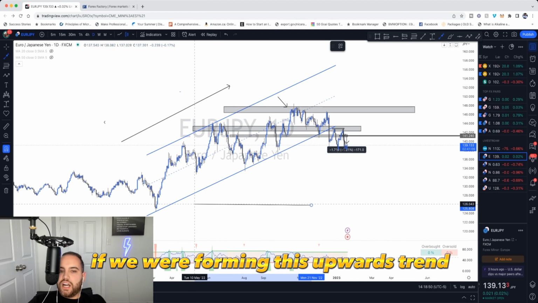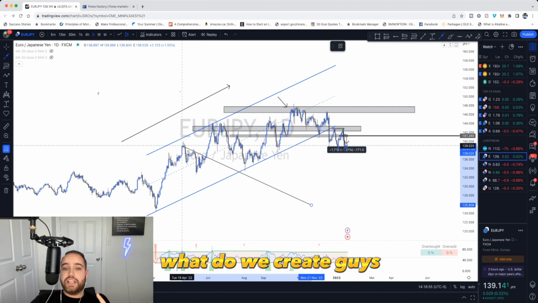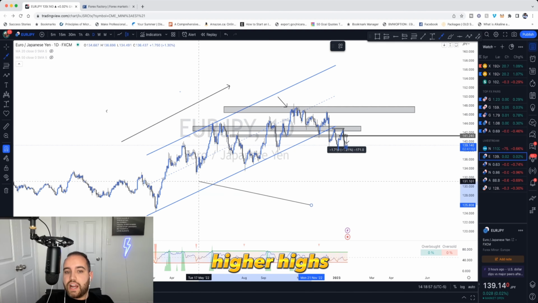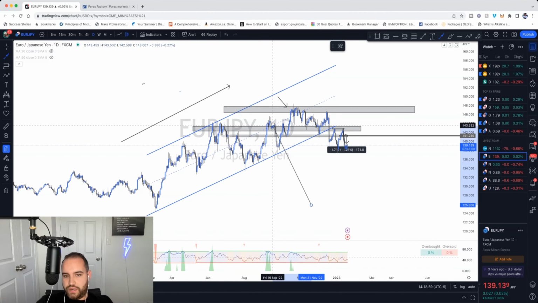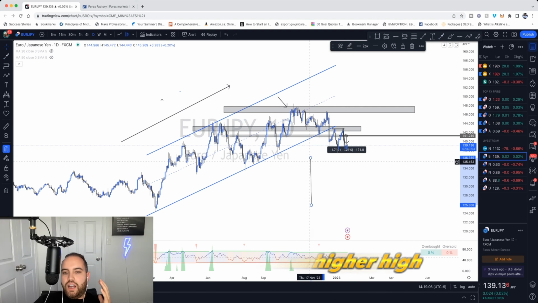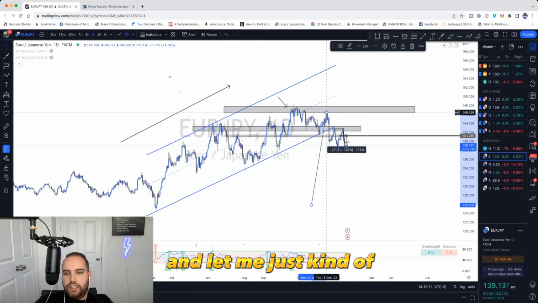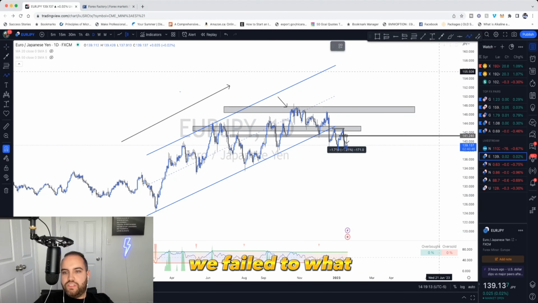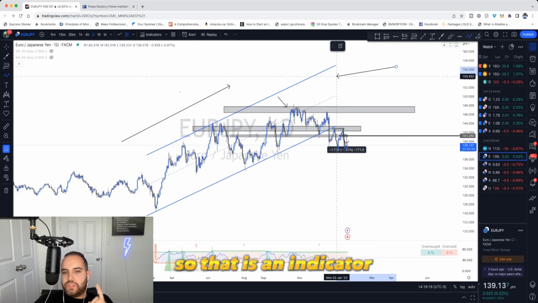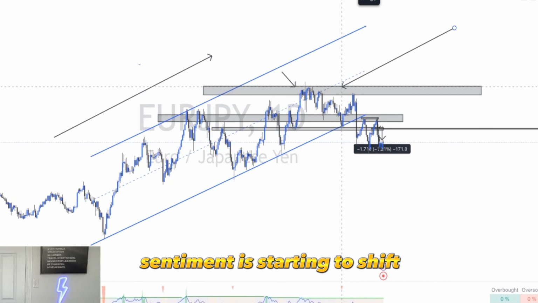If we were forming this upwards trend, okay, and we create what? Higher highs on an upwards trend. What do we create, guys? Higher highs and higher lows, higher highs, higher lows, higher highs, higher lows, right? What did we fail to create here in this kind of upwards channel? We failed to create a higher high. We could see it clear as water, guys, over here. And let me just kind of show you guys here with my arrow. We failed to what? Create a higher high. So that is indicator number one for me as a trader that the overall sentiment is starting to shift.